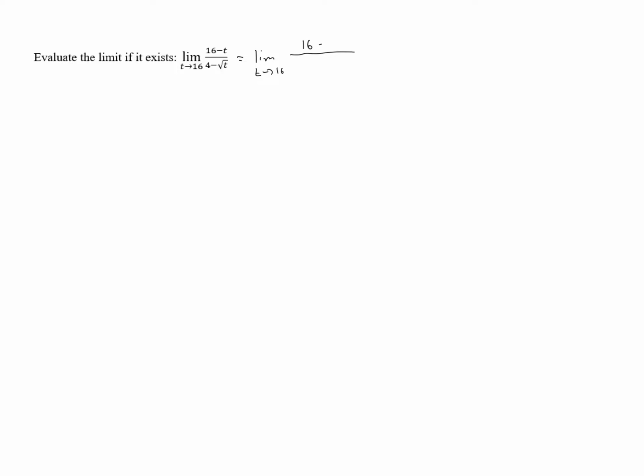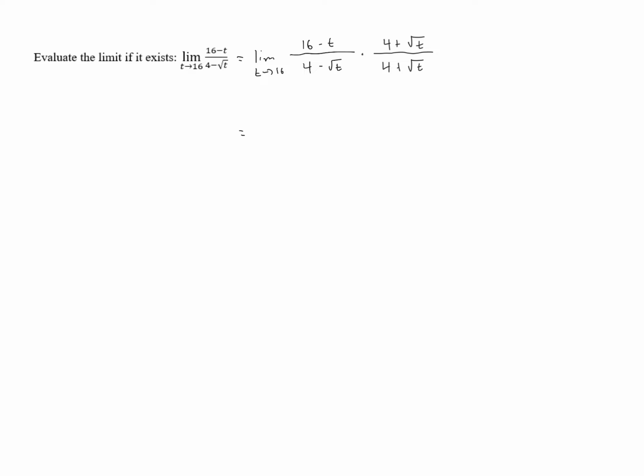So we've got 16 minus t over 4 minus the square root of t. And we've already seen situations where we've got a difference where one of the terms is a square root. And we've seen that if we multiply by the sum of those terms, 4 plus root t, that often gives us something neat that will cancel something out. So let's give that a try here.